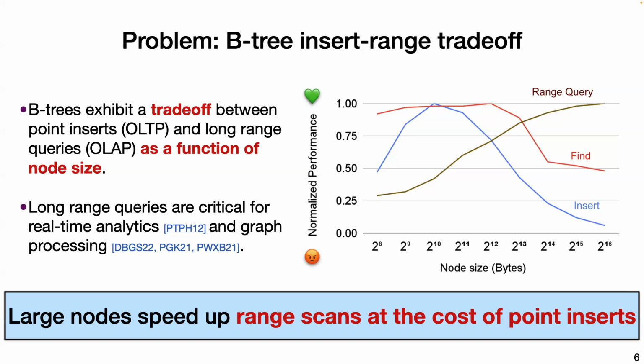Like I said, the reason that we care about long range queries is because they're important in real-time analytics and graph processing. They're often used to scan through the vertices, which is a primitive that we often use in graph algorithms. So you can see from this trade-off, large nodes speed up the range scans at the cost of point inserts. And we want to design something that is good for both.